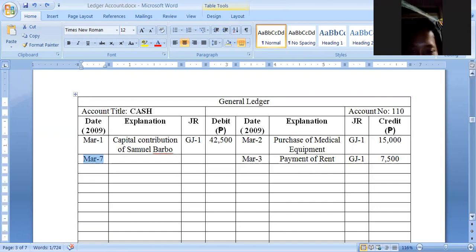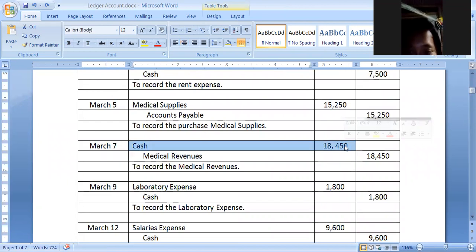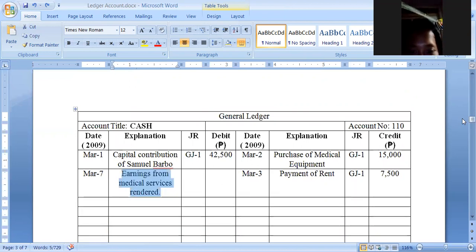March 7. Let's go back to journal entry. Our cash here, 18,450 is debited. Let's go back to ledger account. It is the earnings from medical services rendered. General journal page 1. 18,450 is debited.